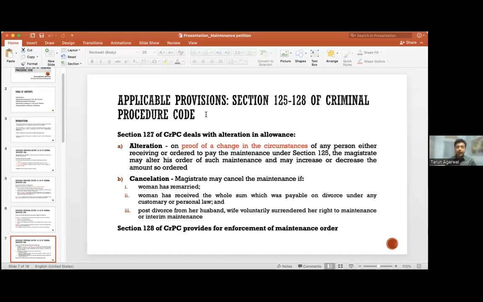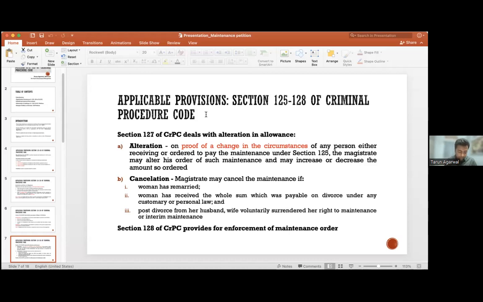And now in that case, if a person is still compelled, or is still required to pay the same amount of maintenance, then in that situation, it might be unfair to him, right? So in order to cater to such situations, our legislators have provided section 127 of CrPC, which deals with the alteration in allowance. Now what does it mean, and how it can be used?